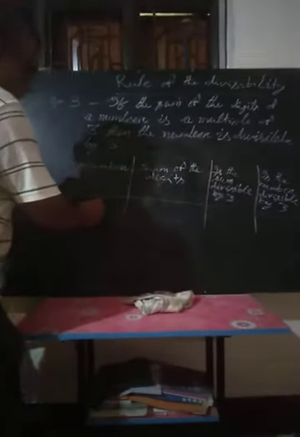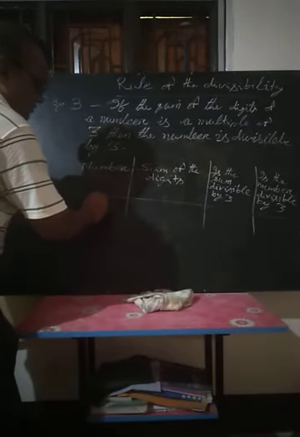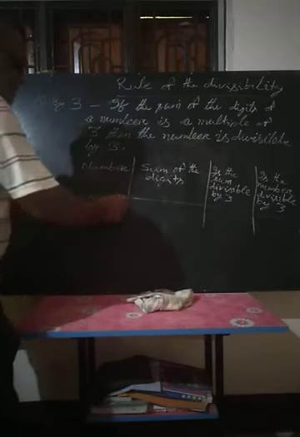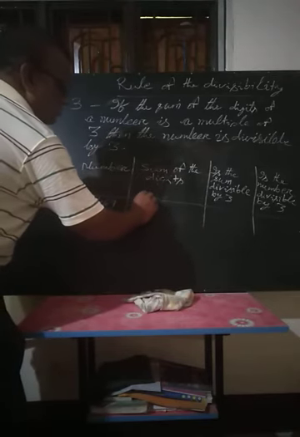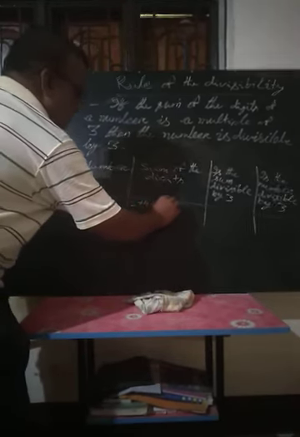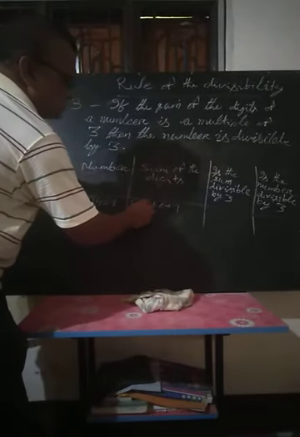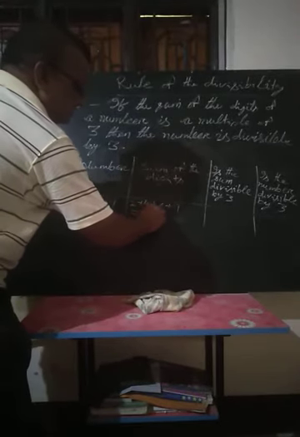Suppose we are taking some examples like 2469. Then the sum of the digits will be 2 plus 4 plus 6 plus 9, that is equal to 2 plus 4 is 6, 6 plus 6 is 12, 12 plus 9 is 21.